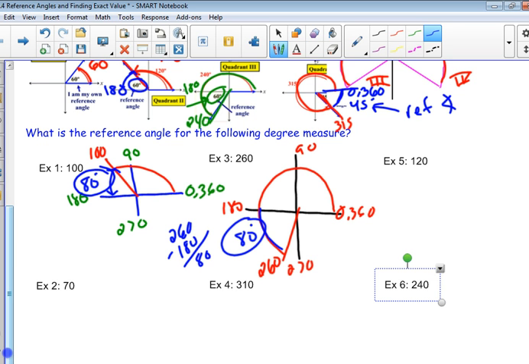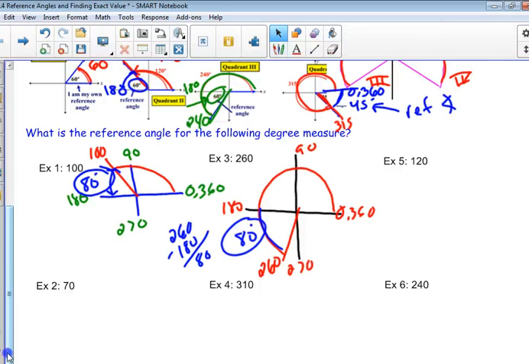So if the angle is in the first quadrant, we can just use that as the reference angle? Yep. Exactly. It should overlap. It should have some kind of overlapping usually, unless it's in quadrant 4, then it won't.